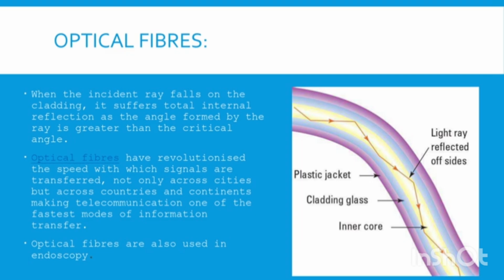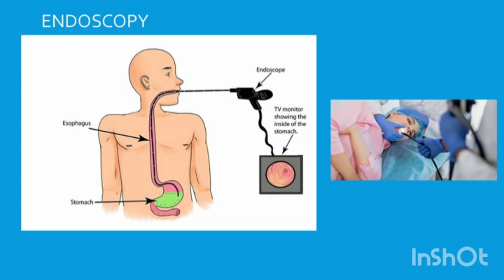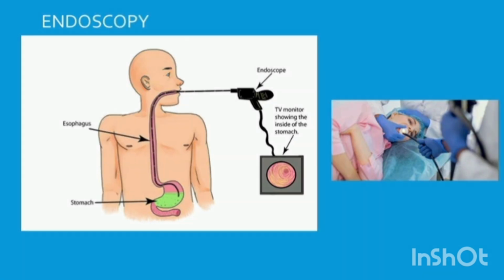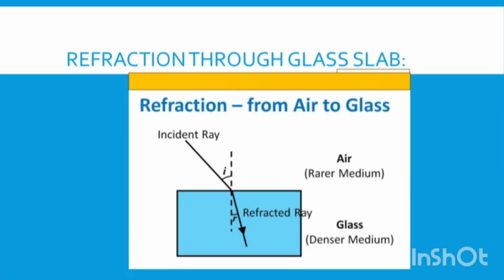The third is optical fiber. In optical fibers also we are using total internal reflection. Optical fibers are also used in endoscopy, a method to scan your stomach and so on. It is used for medical purposes.